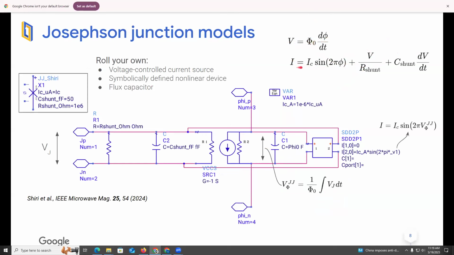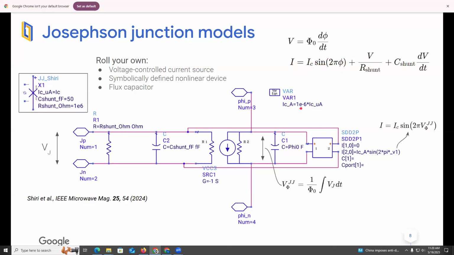The second equation is relating the current through the junction to three different parts. One of them is just the resistive current through some shunt resistor. The other one is the current through a capacitor that's shunting the junction. And the important part is this Josephson term, which says the current is proportional to the sine of the phase across the junction. These are the usual equations for the Josephson junction.